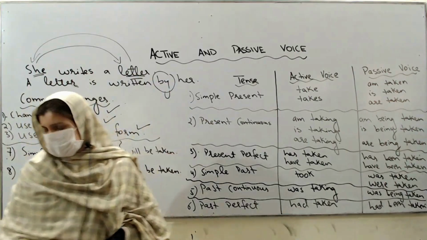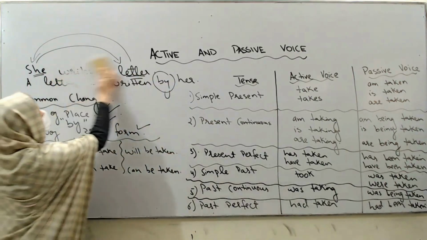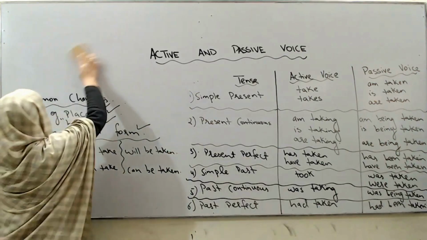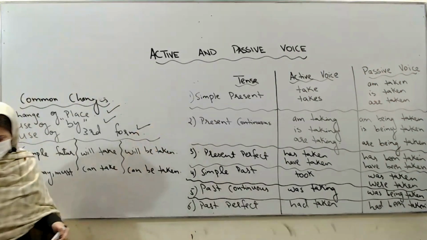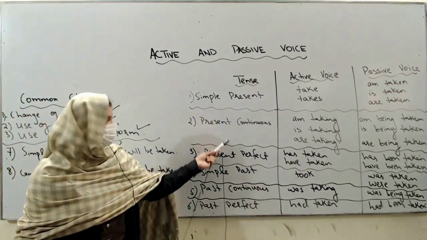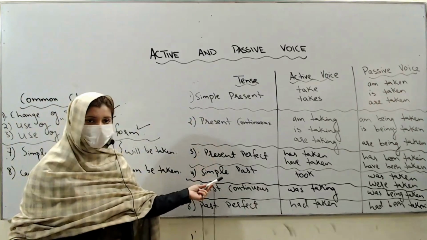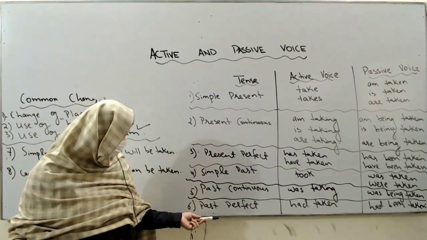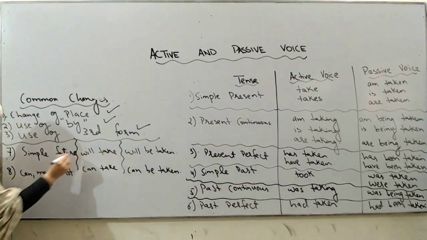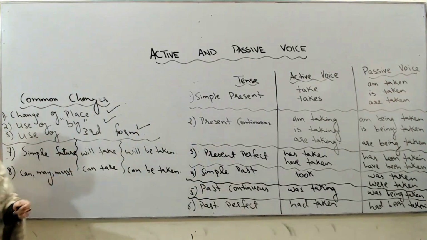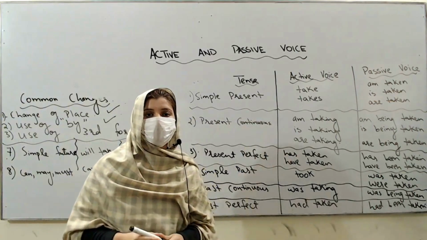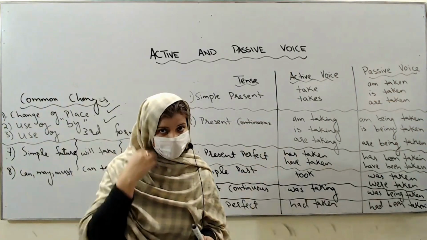Now, this is a table which will help you a lot for changing active into passive voice. This table, starting from here: simple present, present continuous, present perfect, simple past, past continuous, past perfect, simple future, and last can, may, and must.